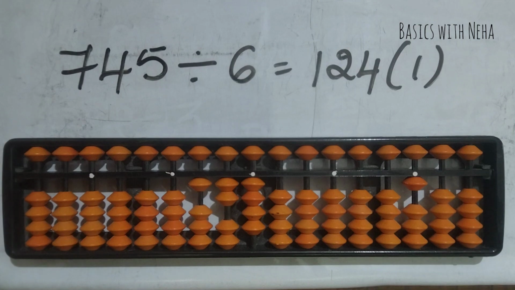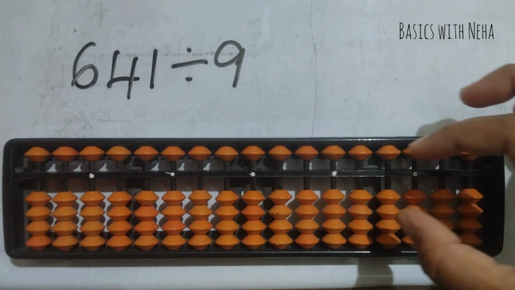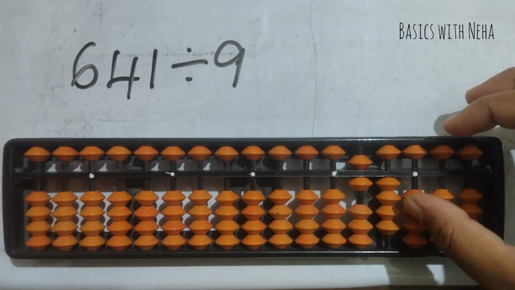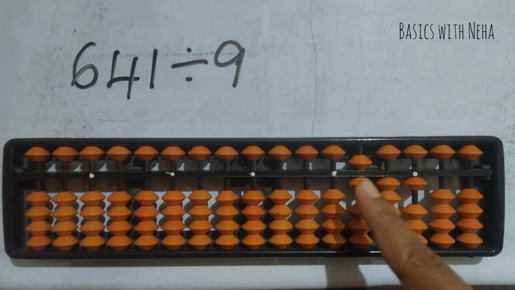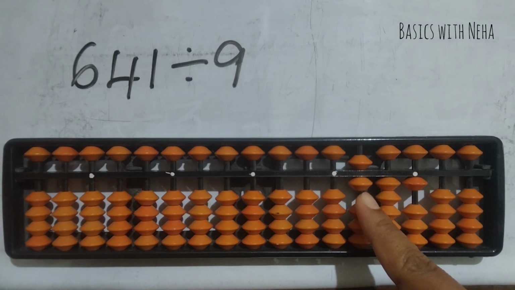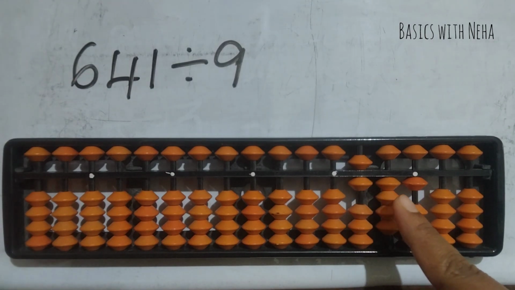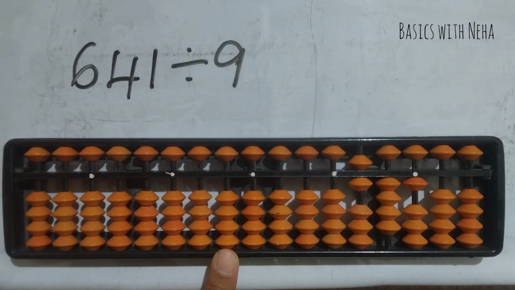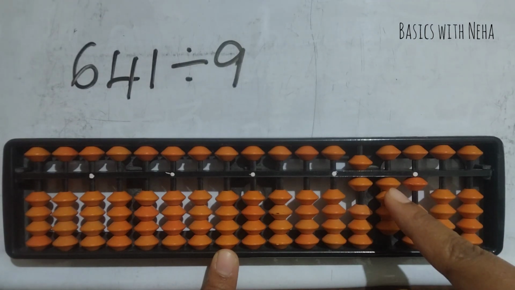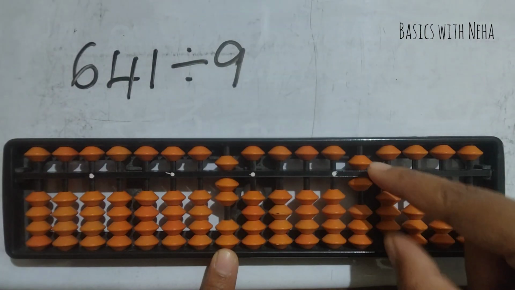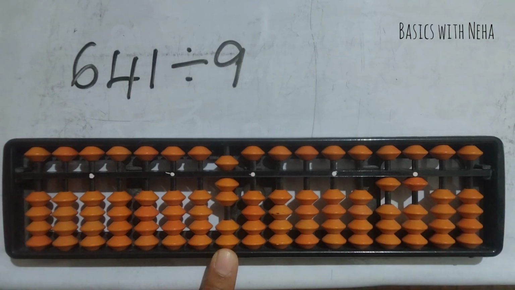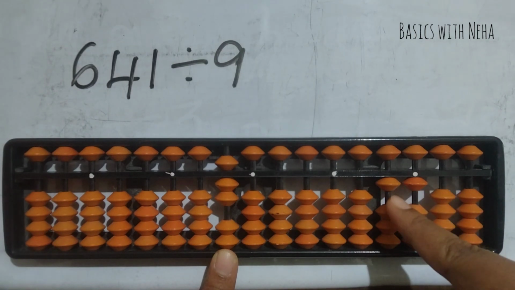Now the next question. 641 divided by 9. 6 is smaller than 9. So I'll have to take both the rods. Then my answer will be in the tens place. We know that 9 7s is 63. I'll take 7 and remove 63. Now I have 1. 1 will not work out because 1 is smaller than 9. So I'll take both the rods.